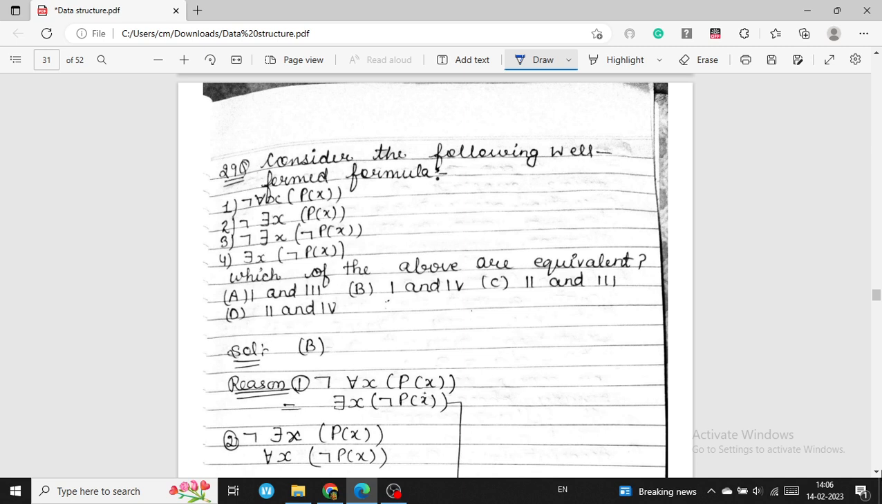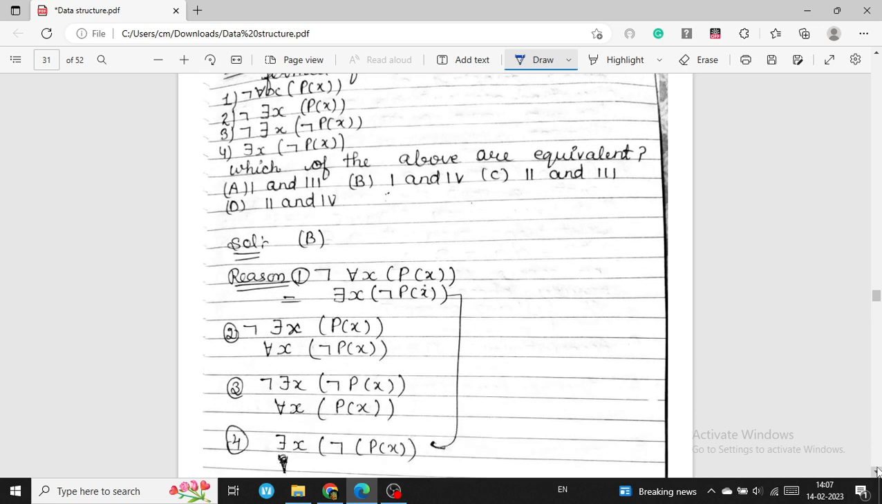In the next question, consider the following well-formed formulas. Here we have given: not for all x P(x), not there exists x P(x), not there exists x not P(x), there exists x not P(x). Which of the following are equivalent? You can solve it first and find out automatically what the answer is. The answer is 1 and 4 are equivalent. How? In the first, not for all changes into there exists, and P(x) changes into not P(x).